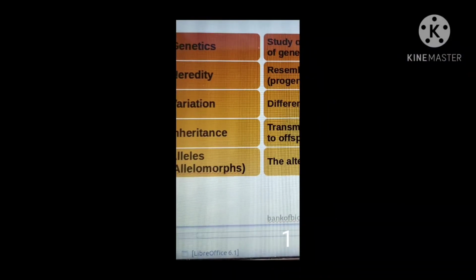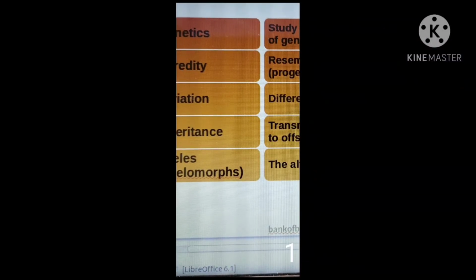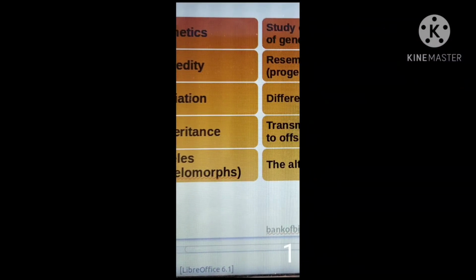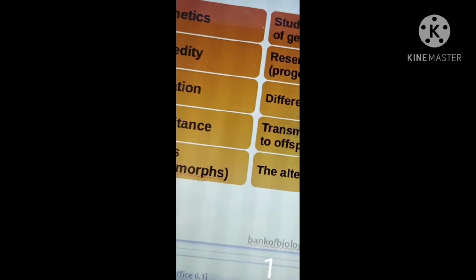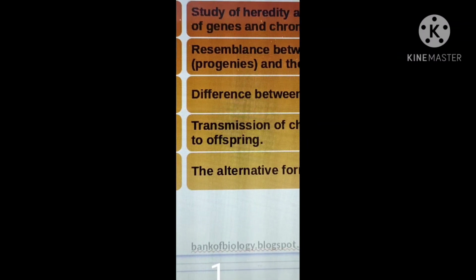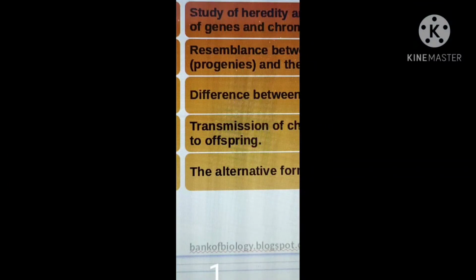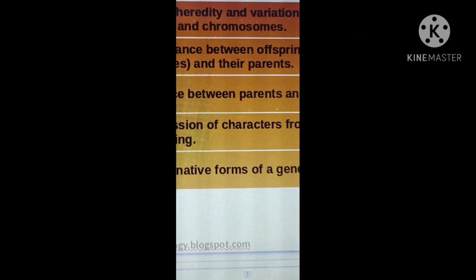So in the case of height, there are two traits, tall and dwarf. The gene representing tallness is capital T, and the gene representing dwarfness is small t. Capital T represents tallness, small t represents dwarfness. That means these two are alleles. Capital T is the allele of small t, and small t is the allele of capital T. Alternative forms. Okay, clear now? The character tall is represented by the gene T, and capital T and small t are two different alleles of the gene T.